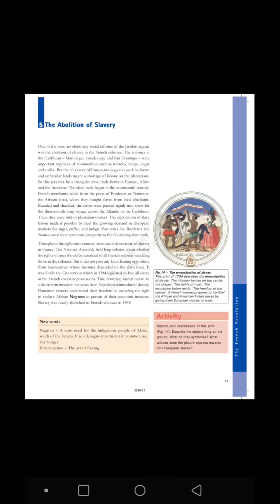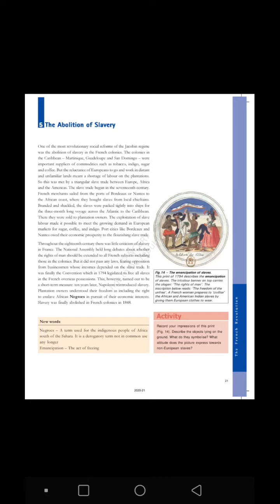New words. Negroes, a term used for the indigenous people of Africa south of the Sahara. It is a derogatory term not in common use any longer. Emancipation, the act of freeing. Record your impression of this print. In figure 14, describe the objects lying on the ground. What do they symbolize? What attitude does the picture express towards non-European slaves?